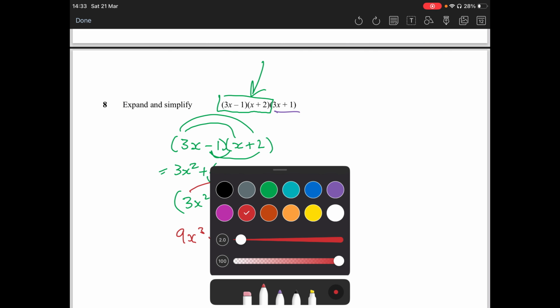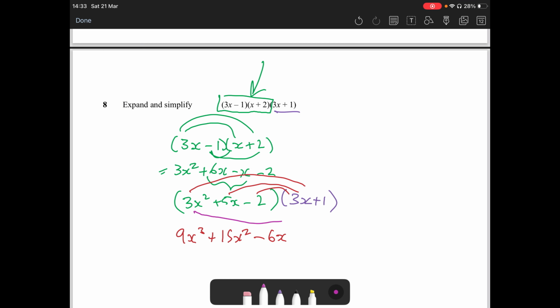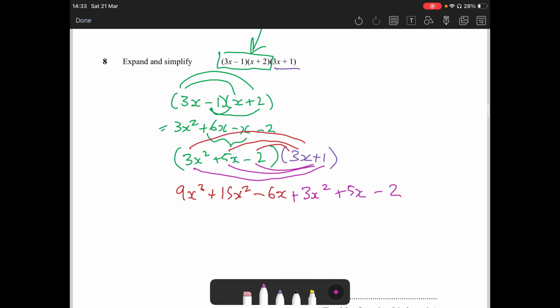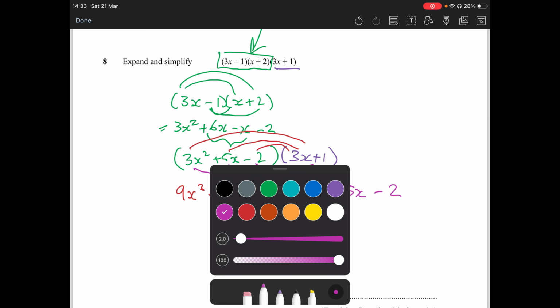Switch it up again. I'm going to multiply those three terms again now, but by the 1. So that would be plus 3x squared. That would be plus 5x. That would be minus 2. And, right, all I've got to do now is simplify.